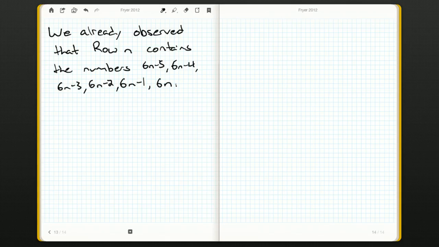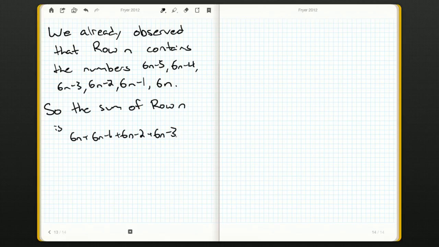So, 6n plus 6n minus 1 plus 6n minus 2 plus 6n minus 3 plus 6n minus 4 plus 6n minus 5. Well, that's 6 copies of 6n. So 36n minus 1, 2, 3, 4, 5, so that should be minus 15.